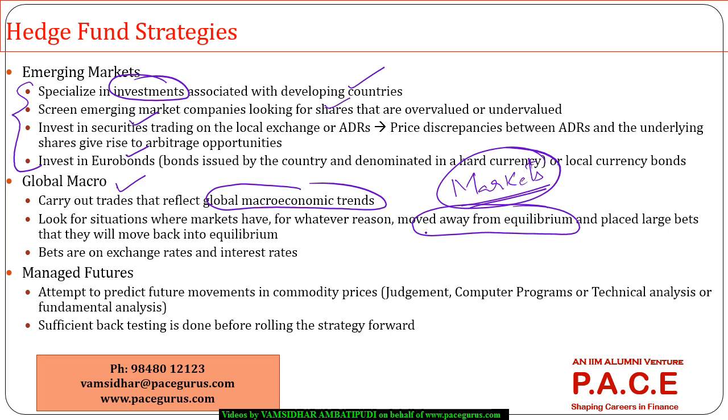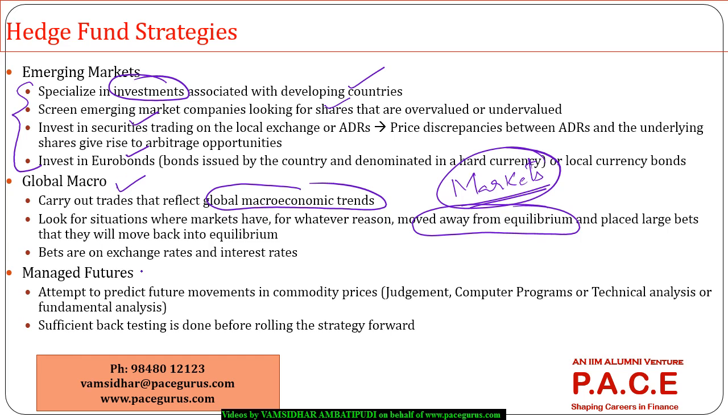Generally, the betting would be more and more on exchange rates and interest rates. If the exchange rates have gone out of equilibrium, they'll take a position under the assumption that the exchange rate will again come back to equilibrium. The same logic is applicable to interest rates also. They will assume that right now the interest rates are away from equilibrium, but at some point the interest rates can move back to equilibrium.